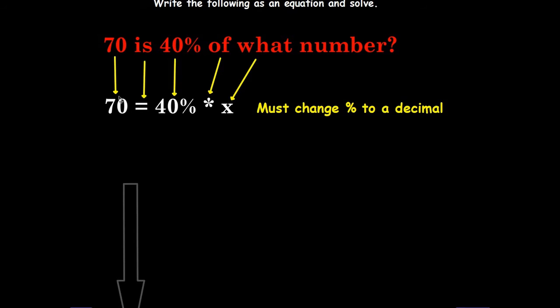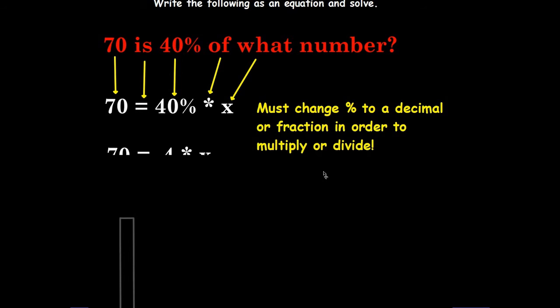So you'll notice here, I've got my 70, stays here, "is" comes down as my equal sign. 40%, I just pulled it down for now. "Of" is multiplication. What number? That's my x, because "what" means I don't know. Again, I must change my decimal, my percent, to a decimal or fraction in order to multiply or divide. It just makes things a lot easier.